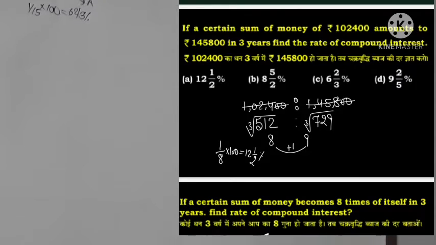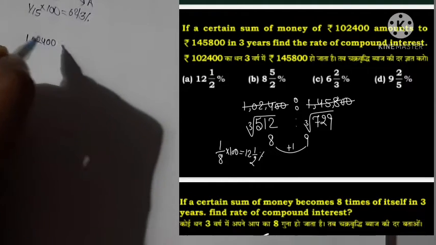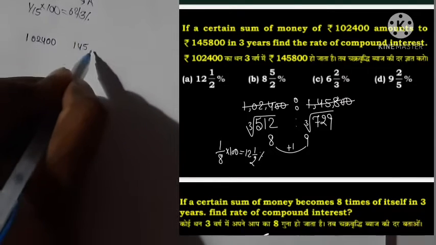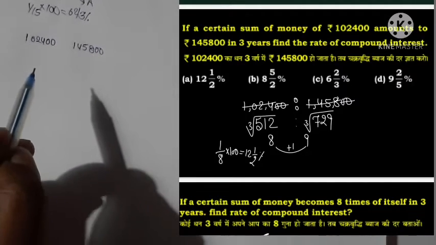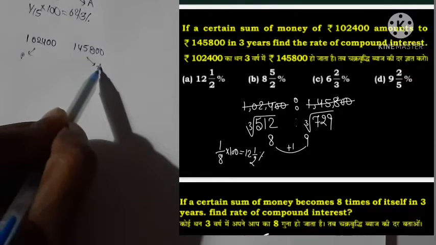If a certain sum of money of 1,02,400 amounts to rupees 1,45,800 in 3 years, find the rate of compound interest. So the principal is 1,02,400. This amounts to 1,45,800 in 3 years. So after 3 years, this one is the principal and this one is the amount.